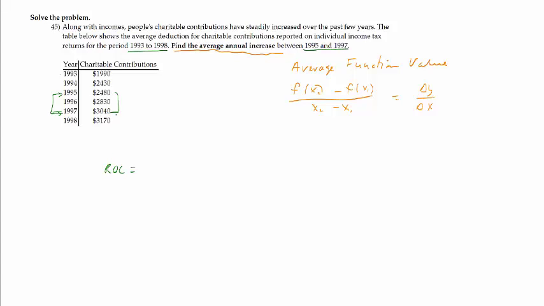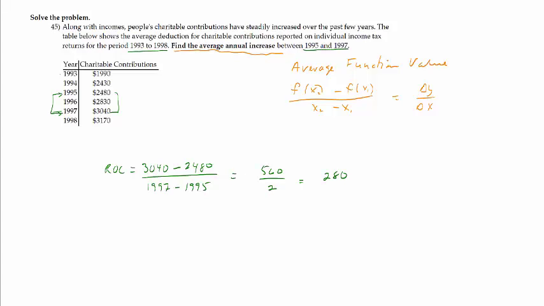is going to be 3,040 minus 2,480 all over 1997 minus 1995. And so I get 560 over 2, and that's going to equal 280.